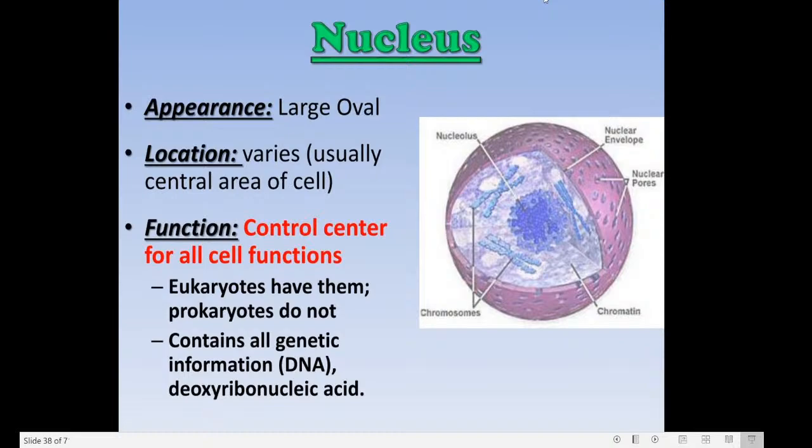The nucleus is a very important region present in the cell. It's located in the center. Eukaryotes have the nucleus, prokaryotes don't have the nucleus. It contains all the genetic material, the DNA. This DNA is present inside the nucleus. Eukaryotes have it, prokaryotes don't.